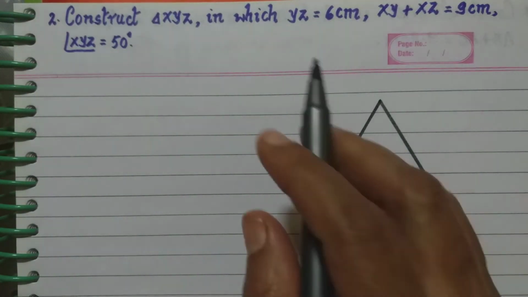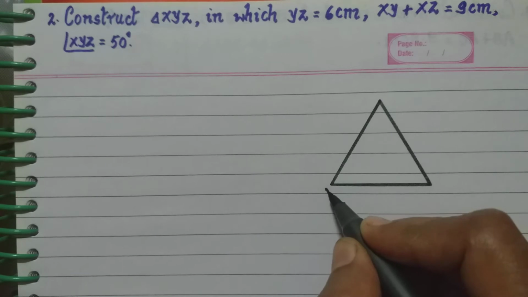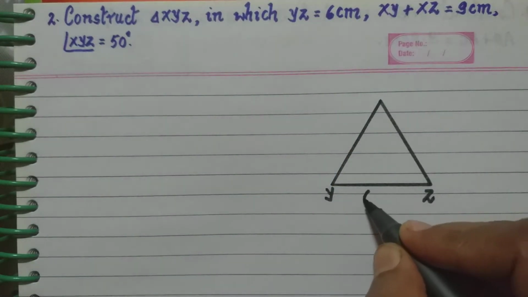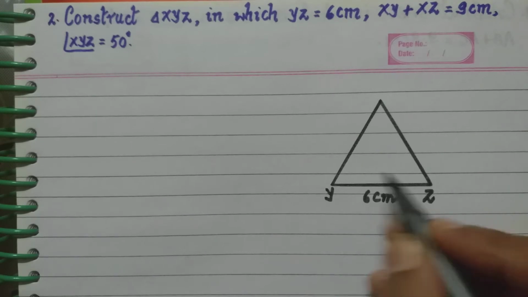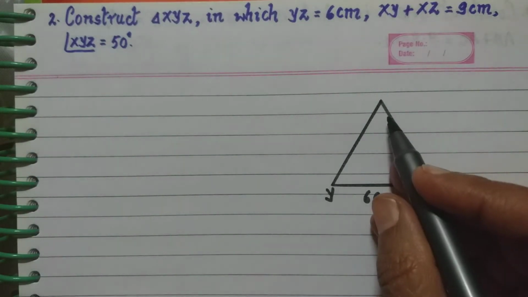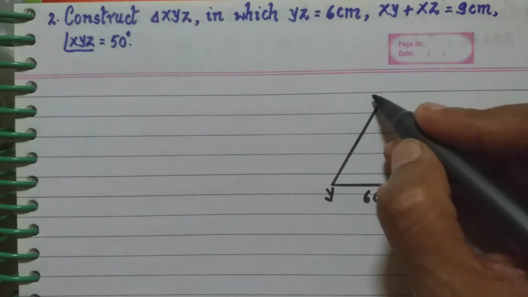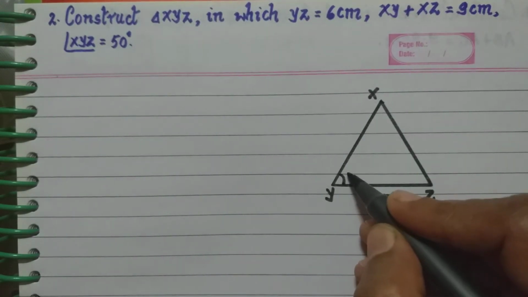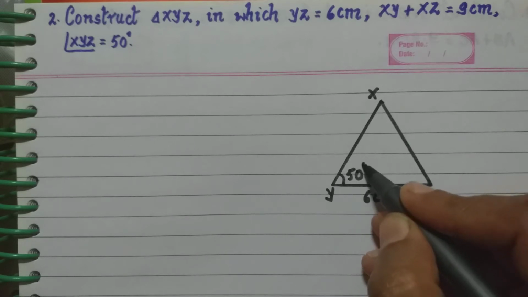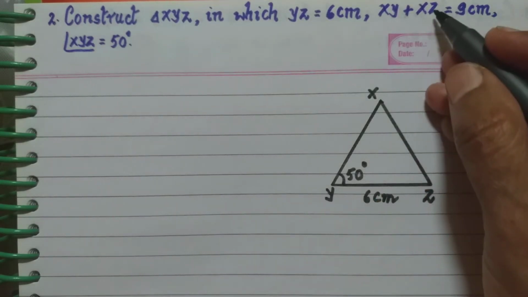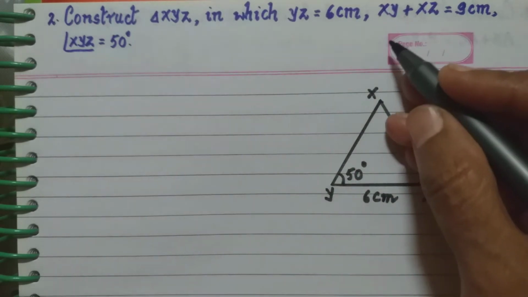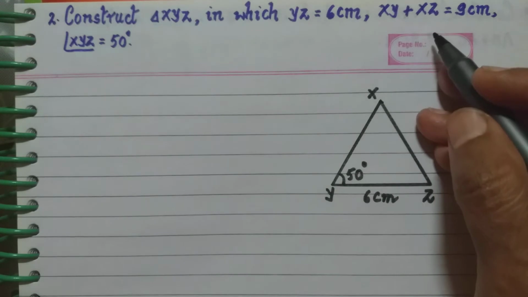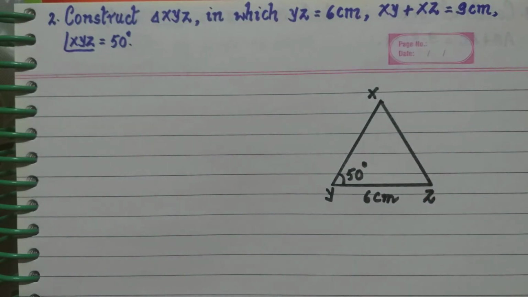What is the base given to us? YZ. So we write YZ here. What is the length of the base given to us? 6 centimeters. So we write 6 centimeter. Also angle XYZ is given as 50 degree. So if this is vertex X, XYZ is 50 degree. Also we know that this is produced to a point, and if we take this as A, so AY is equal to 9 centimeter.